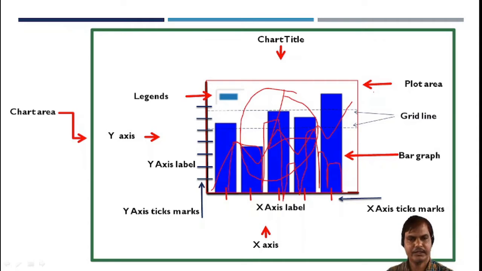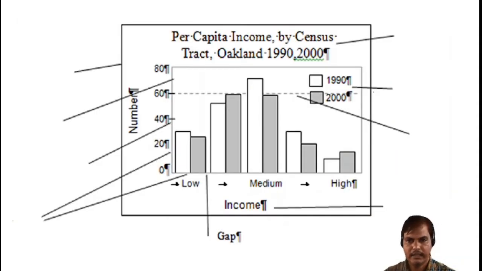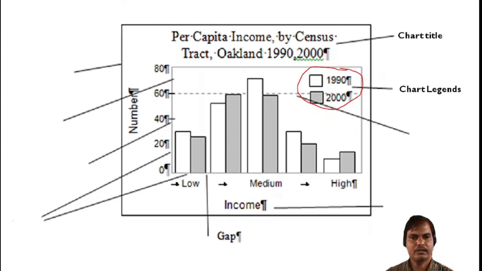Hope you have sufficient knowledge. Now let us enjoy with questions. This is my first question. I want to ask you, can you tell me what this area is called? Yes, dear student, this area is called the chart title. Got it? Now second, I have a question. Can you tell me what this area is called? What is this area denoting? Yes, dear student, this is called the chart legends.